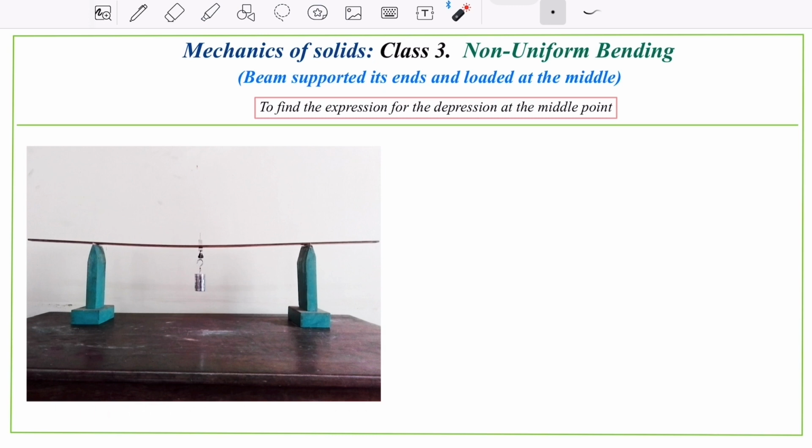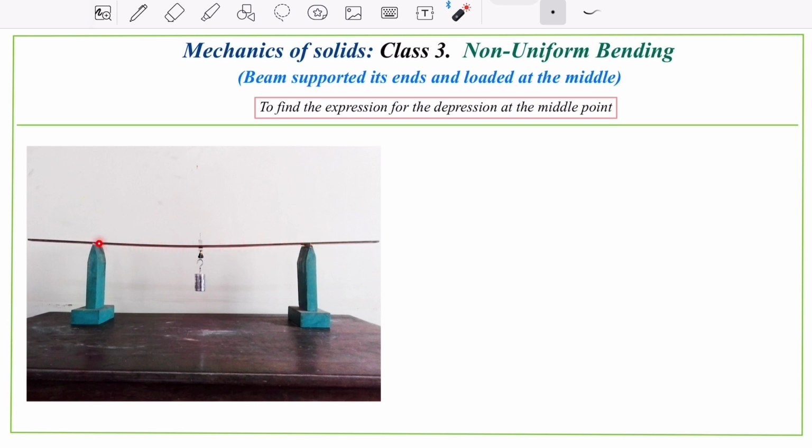The non-uniform bending is shown in the picture. This is the beam. The beam is supported at two ends by knife edges. This is one knife edge, this is another knife edge. That is, the beam is supported at two ends and the beam is loaded in the middle, as shown in the picture, by a weight W. Now the beam undergoes bending like this. Now this bending is non-uniform.